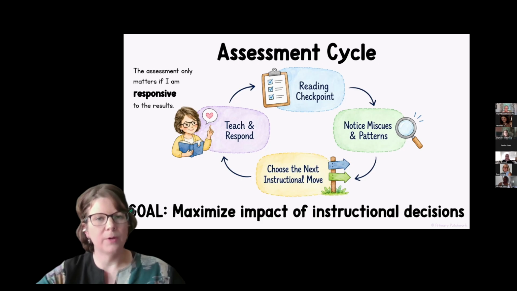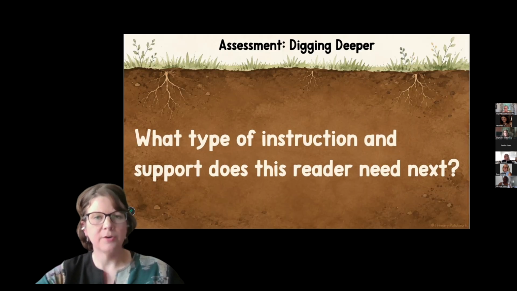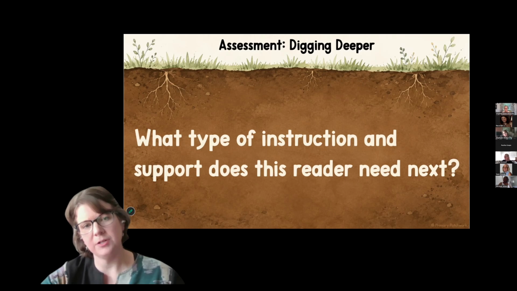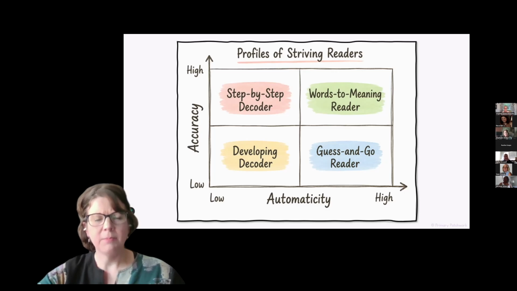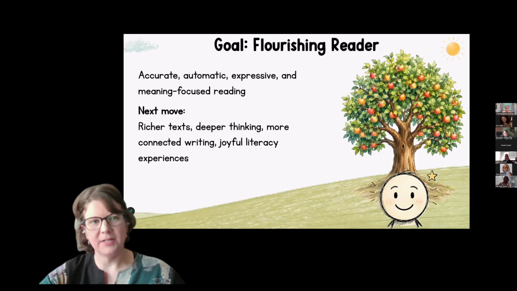So it's only really helpful if you're going to use those results to be responsive to your students' needs. So every week after that checkpoint, I'm asking myself, what type of instruction does this reader need next? I'm going to fly through the next few slides a little quicker so we have plenty of time for our strategies. But basically, based on the results, I have 4 different profiles for striving readers based on their accuracy and automaticity. And I'm going to go into more detail on these profiles on a coming slide.